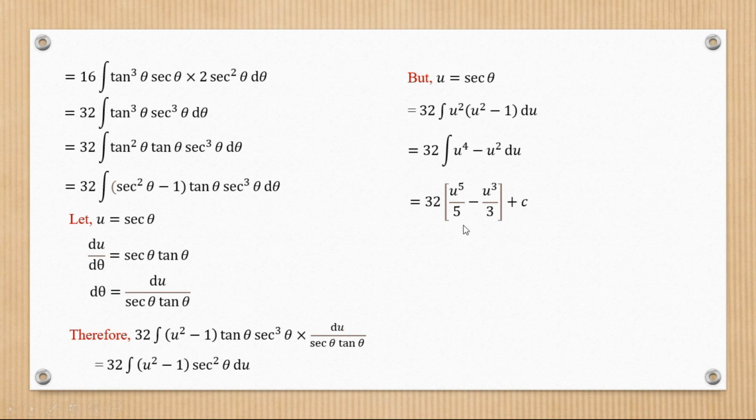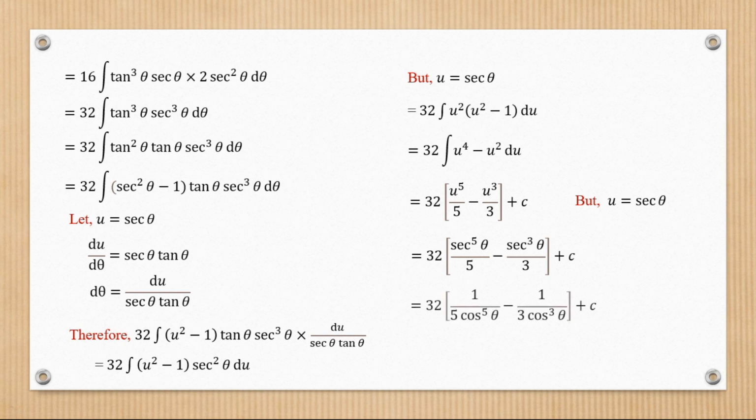Now I can integrate that. When I integrate u power 4, I'll have u power 5 over 5 minus, integrate this and I'll have u power 3 over 3. So now this is what I end up having. But remember that u is actually sec theta. So now I'm going to substitute this. So I have 32 into sec power 5 theta over 5 minus sec power 3 theta over 3 bracket plus c. But now I need to convert this into a simpler form.